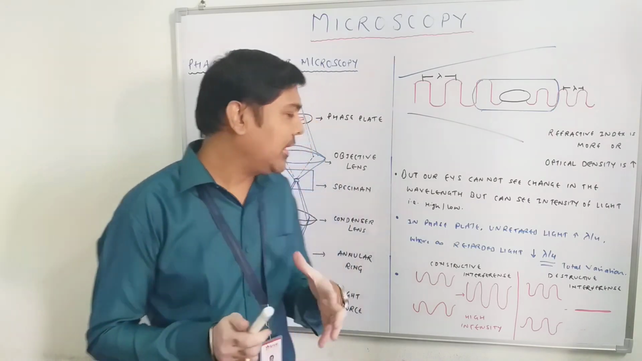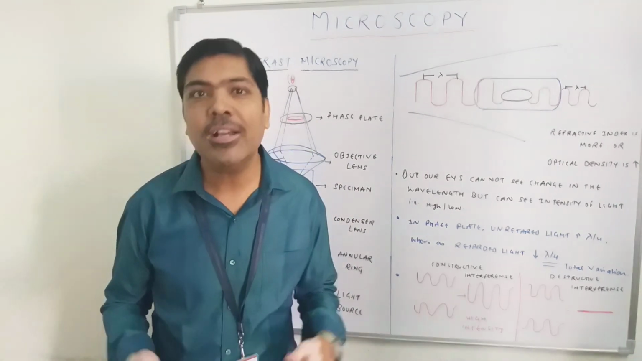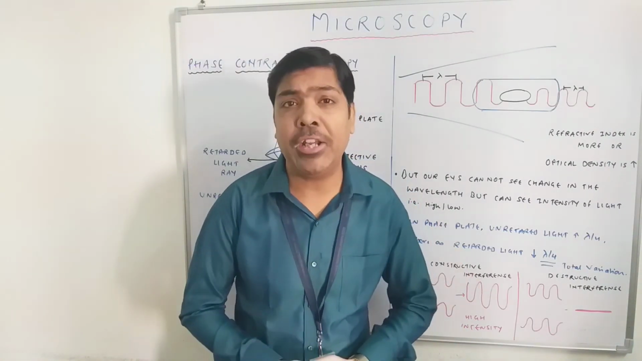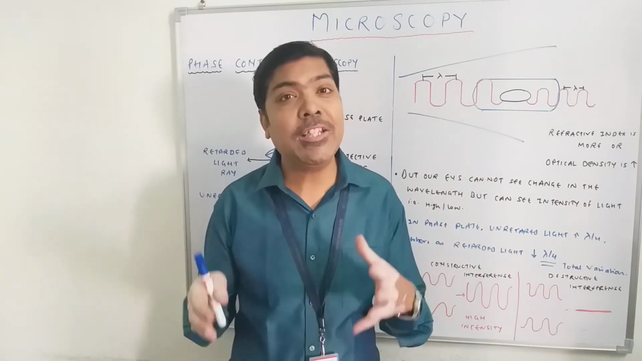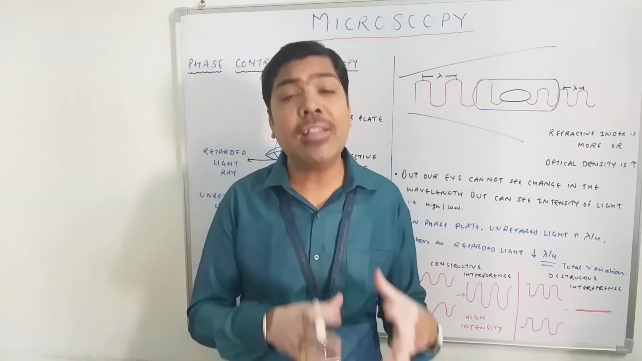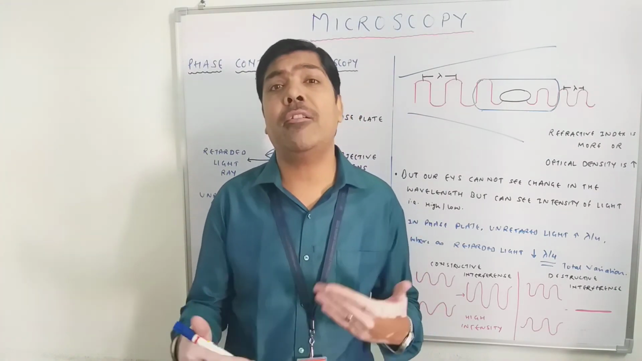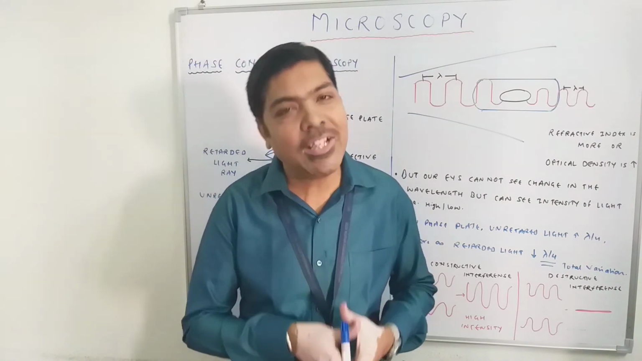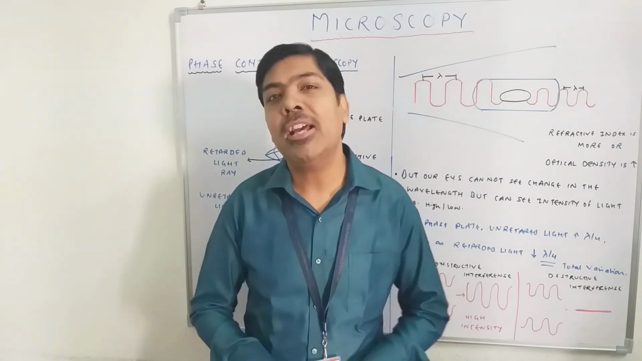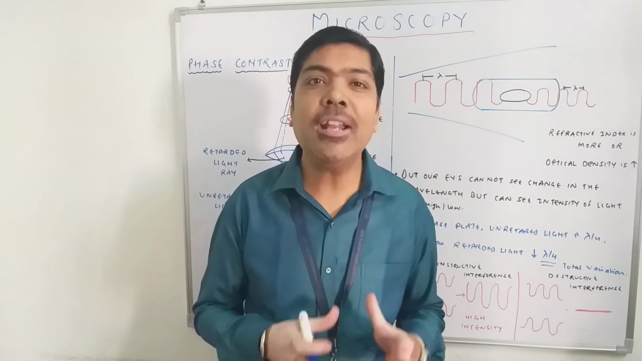So what happens? The light is generated from the light source, enters the annular ring, then enters the condenser lens, and from the condenser lens it enters the specimen. In this specimen we have already kept the sample, so whatever light enters the specimen, there will be some retardation of the light, and here we can differentiate the light rays into two categories. Number one is retarded light rays, and number two is unretarded light rays.